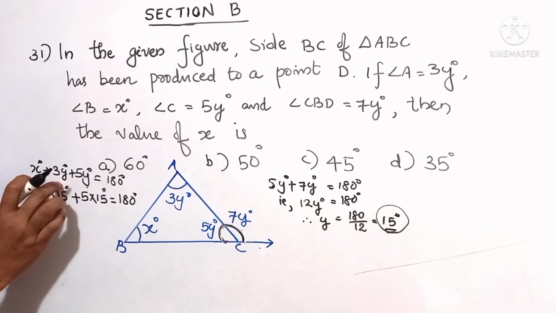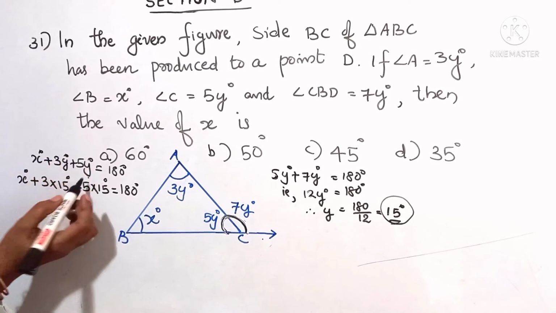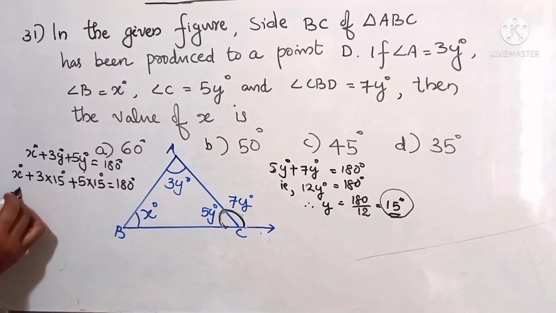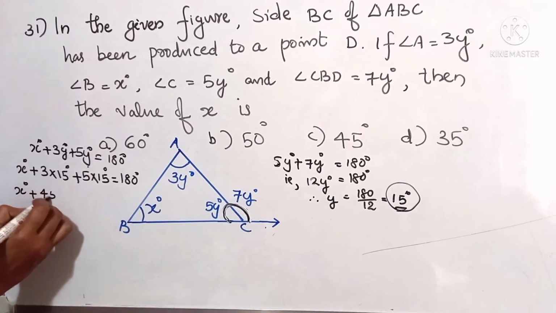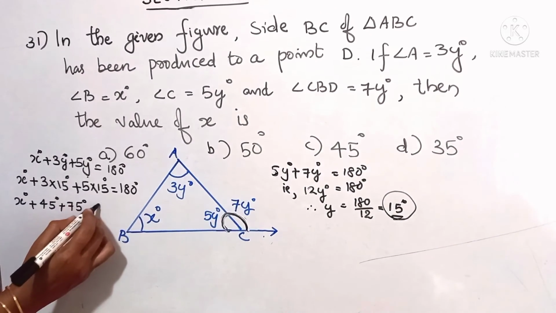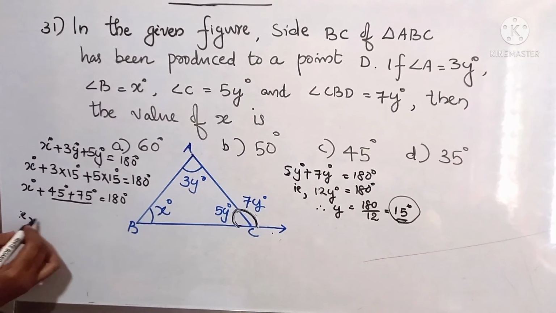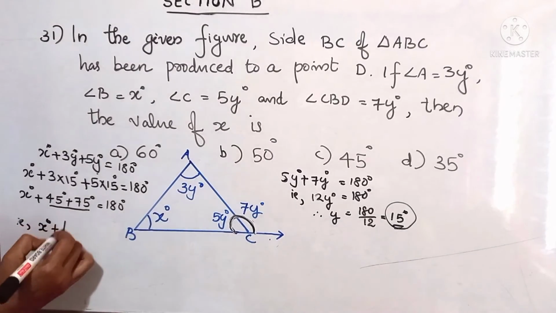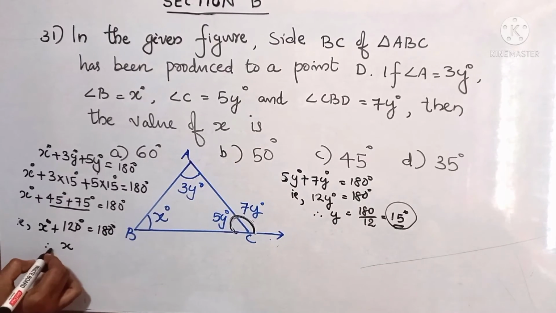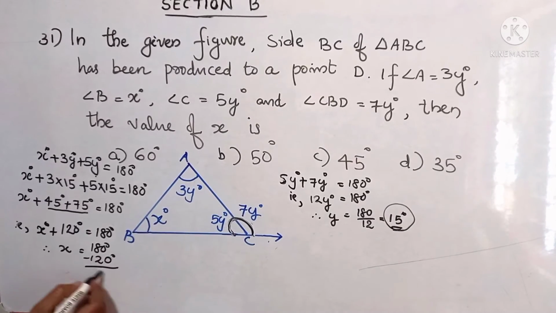X plus 3y. We substituted the value of y here, 15 degree, plus 5 into y degree. The value of y again we have to give here, 15 degree, that is equal to 180 degree. Then x degree plus 3 into 15 is 45 plus 5 into 15 is 75 degree, that is equal to 180 degree. That is x degree plus 45 plus 75 is 120 degree equal to 180 degree. Therefore, x is equal to 180 degree minus 120 degree, that is equal to 60 degree.